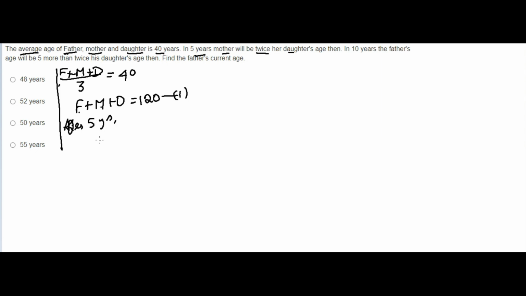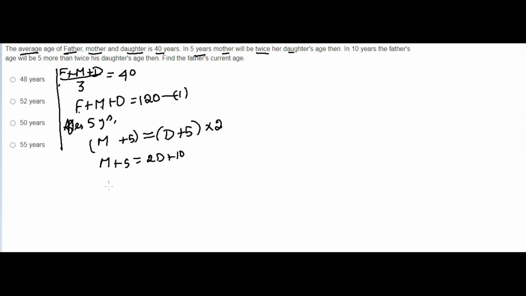After 5 years, who will be? So the mother will be, after 5 years, M plus 5. Will be, or always, is and are, you just represent by equal to. Twice her daughter. At that time the daughter also, after 5 years, will have some age. Twice means what? You have to multiply by 2. So now you just solve this equation: M plus 5 equals 2 times (D plus 5), that is 2D plus 10.